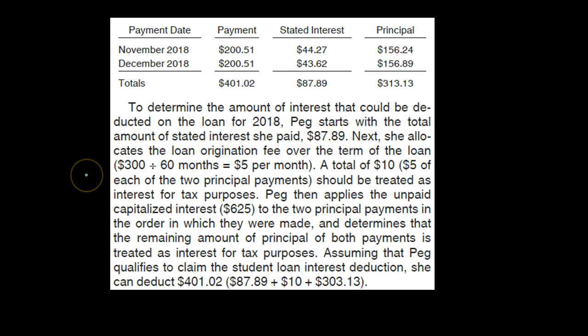She allocates the loan orientation fee over the term of the loan. That's going to be $300 divided by 60 months, or $5 per month. A total of $5 of each of the two principal payments should be treated as interest for tax purposes.